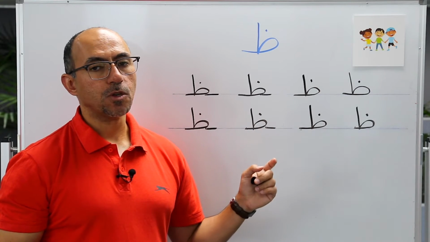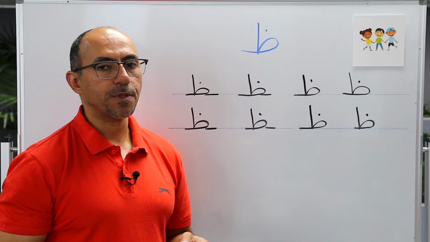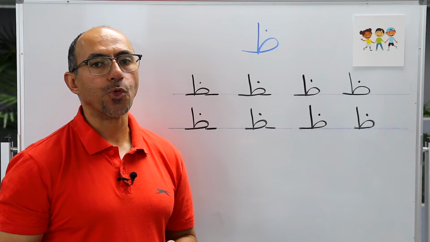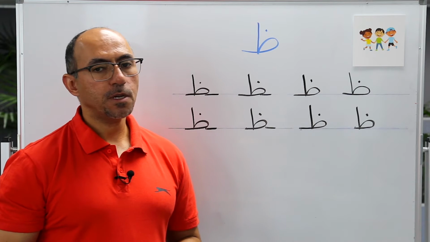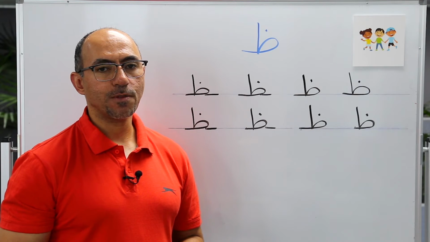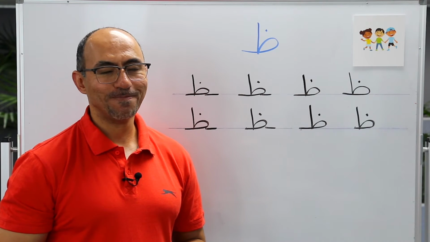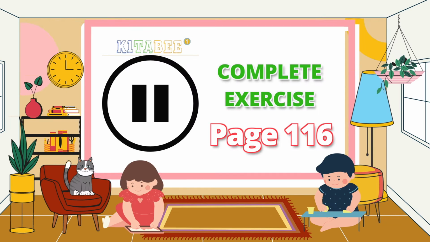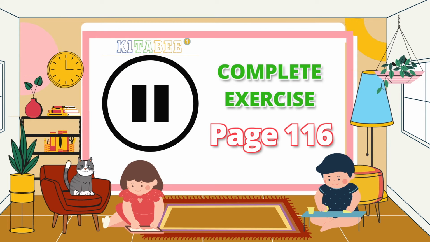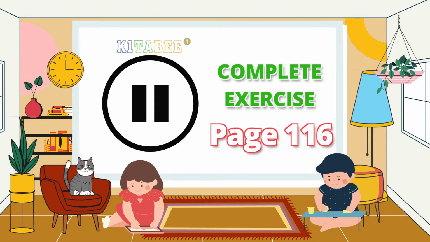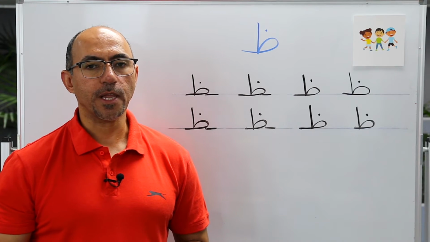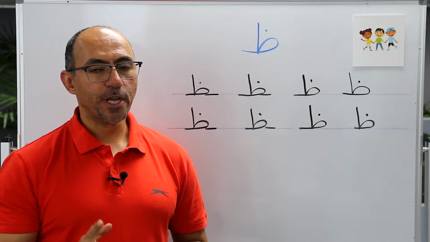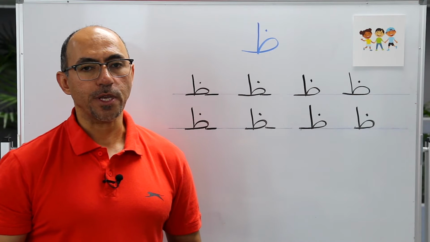It's not the light one, it's the heavy one. We don't have this letter in English, it's heavy. Now, on page 116, do the exercise. Pause the video for a while, I'll see you shortly. Well done, you've done a great job writing the letter. Now, don't forget to show your parents how well you're doing.